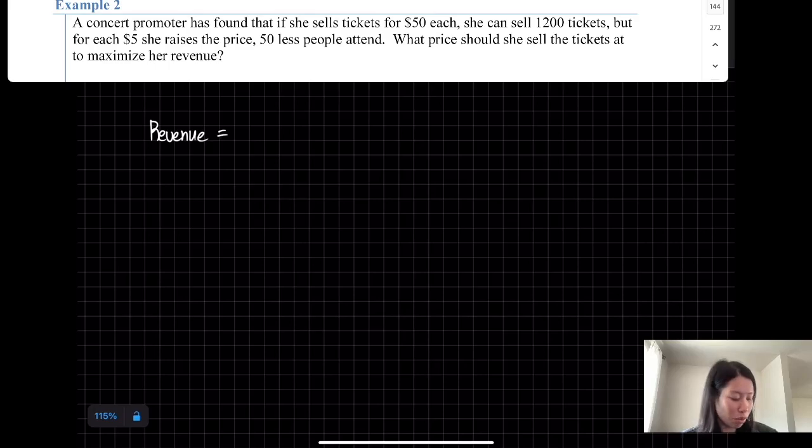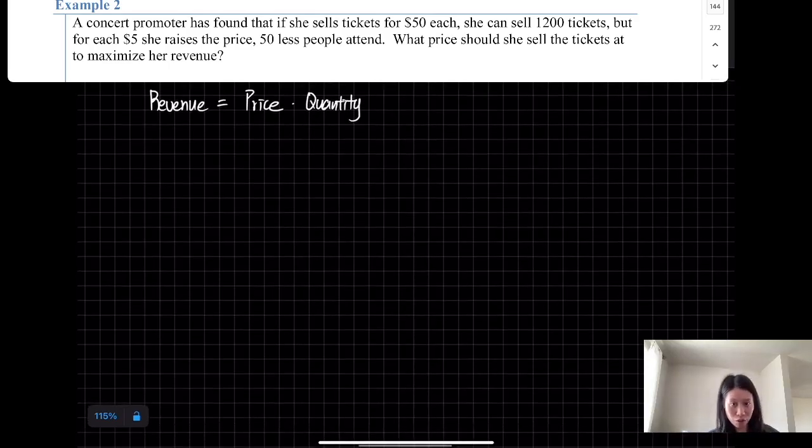Revenue equals the price times how many tickets you sell, the quantity of tickets, right? That's the revenue. So before the revenue, we need to know what the price is and what the quantity is. We can let the price be our variable, P. So now we identify our variable. We use P to represent the price.